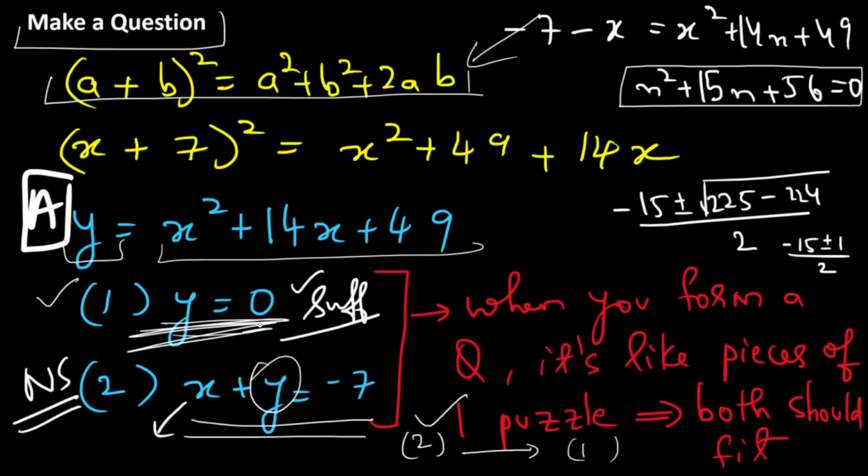So that's what I used to form the second equation over here. That is x plus y is equal to minus 7. Because first, I know that x is equal to minus 7 is a solution, right? As per statement 1, that's what we got. And as per statement 1, y is equal to 0. So in the whole puzzle, x is equal to minus 7 and y is equal to 0 should be true. So I just added them up to get x plus y is equal to minus 7.